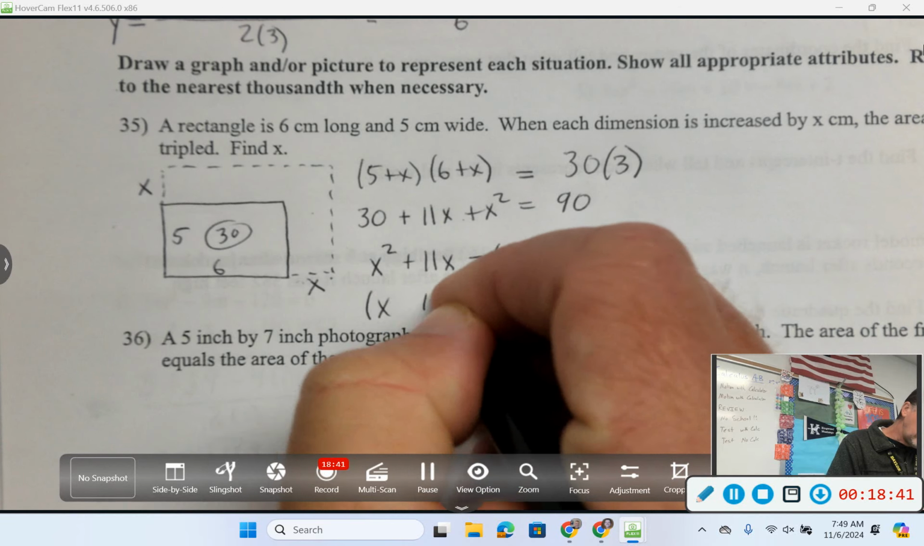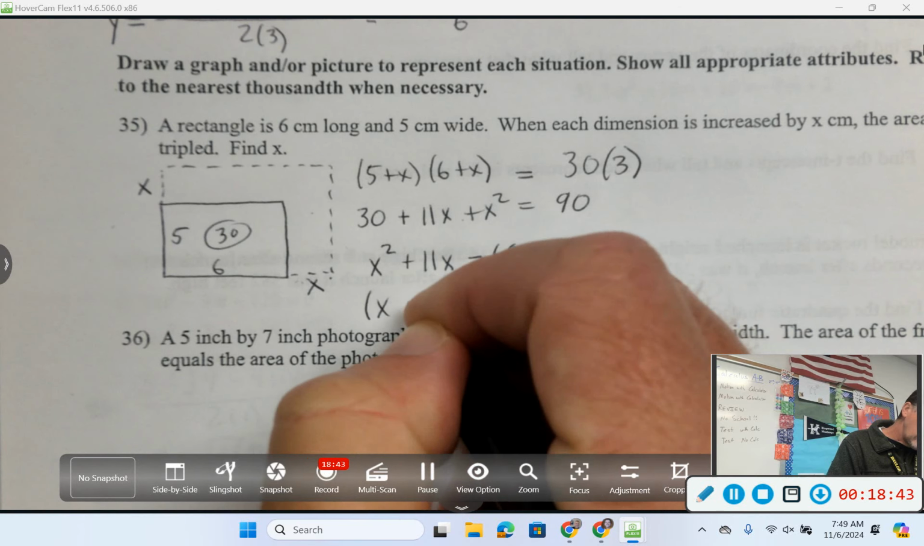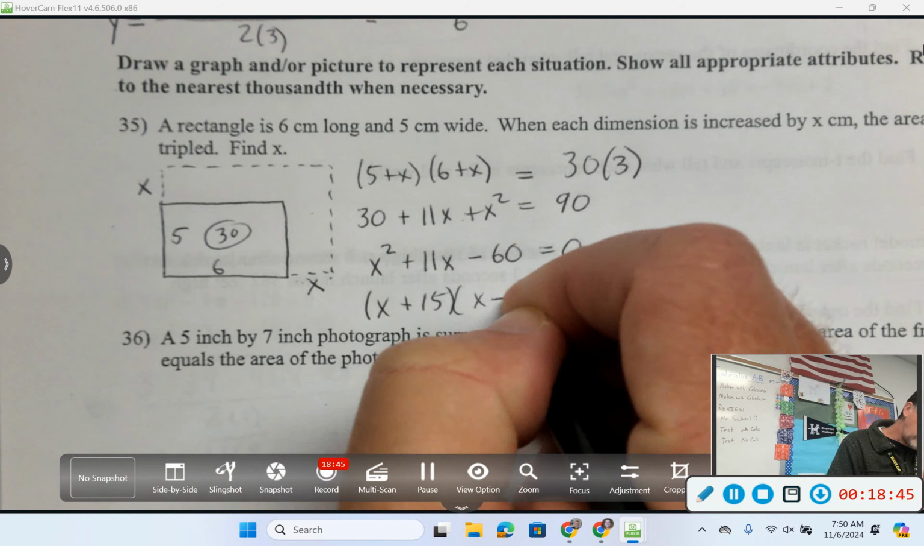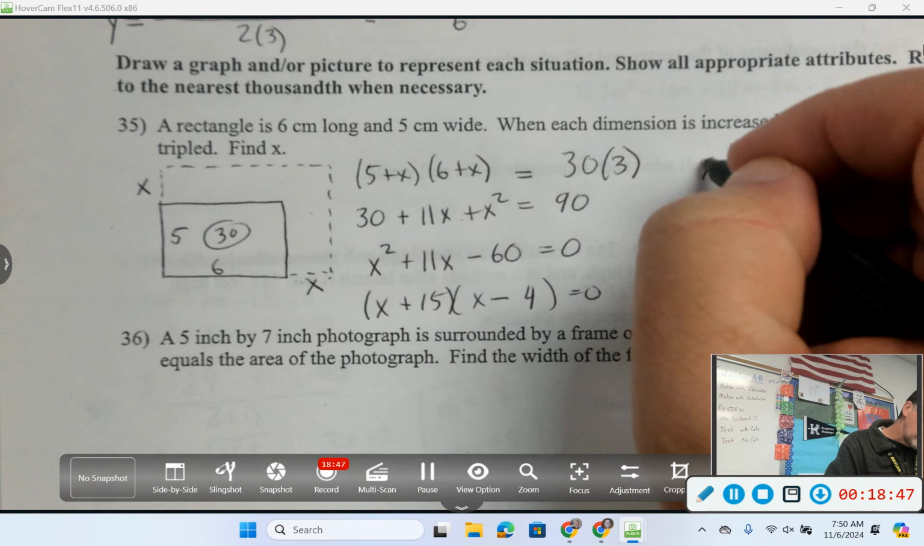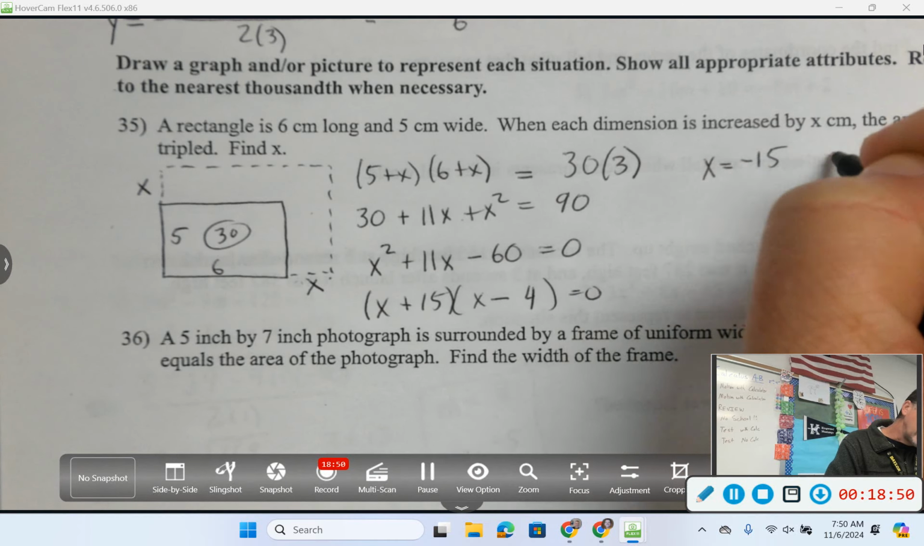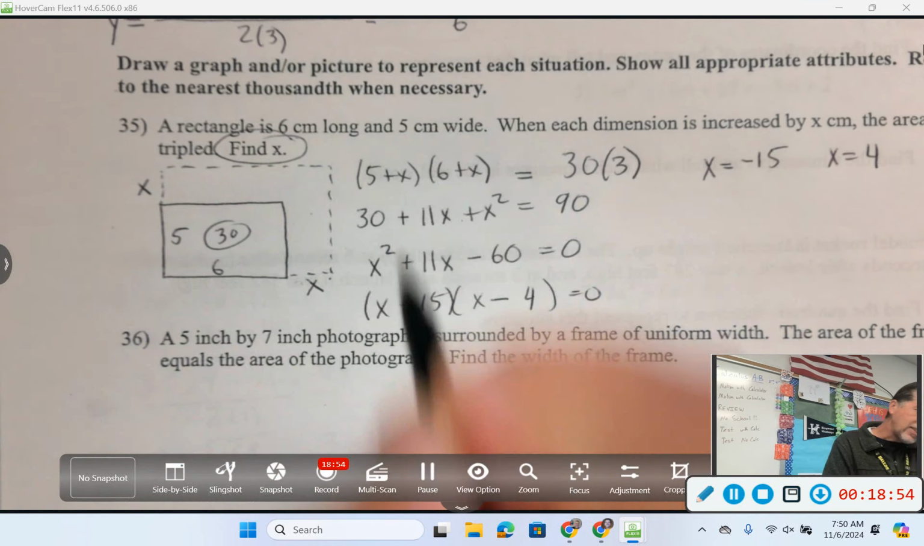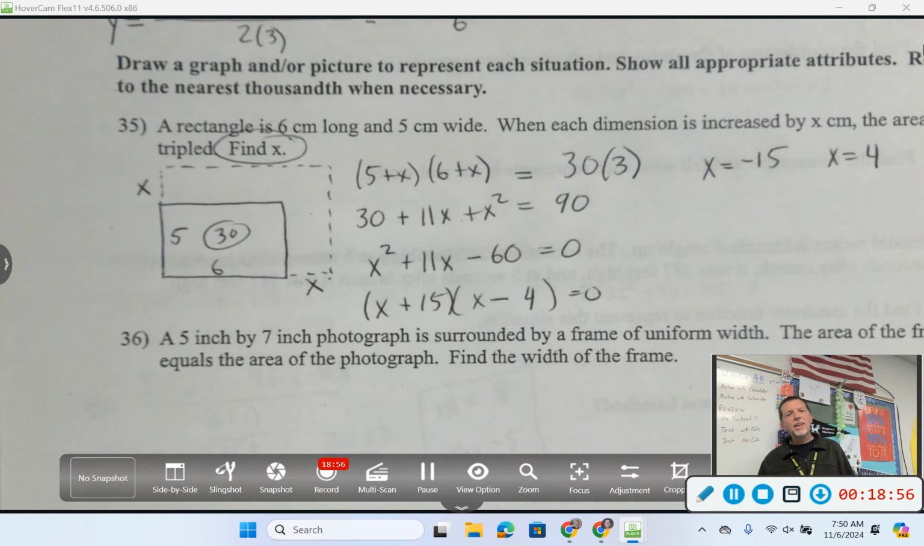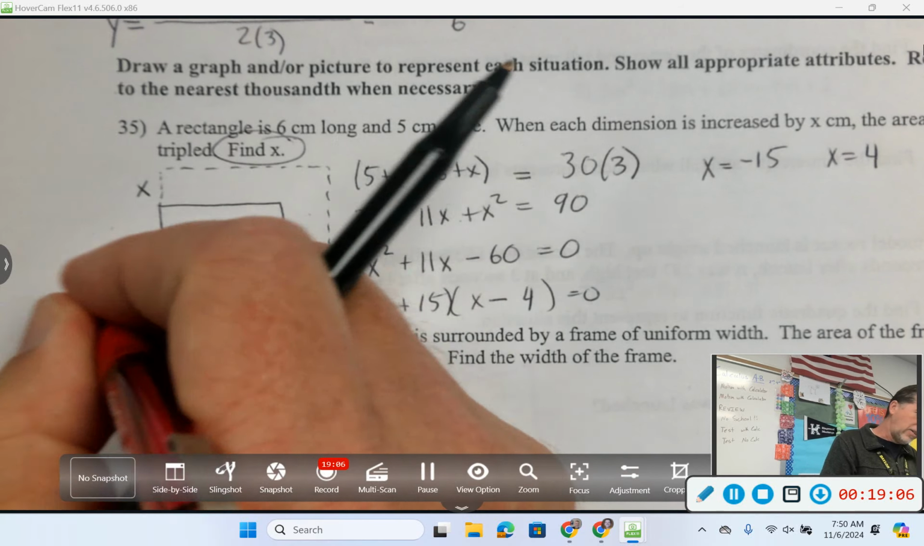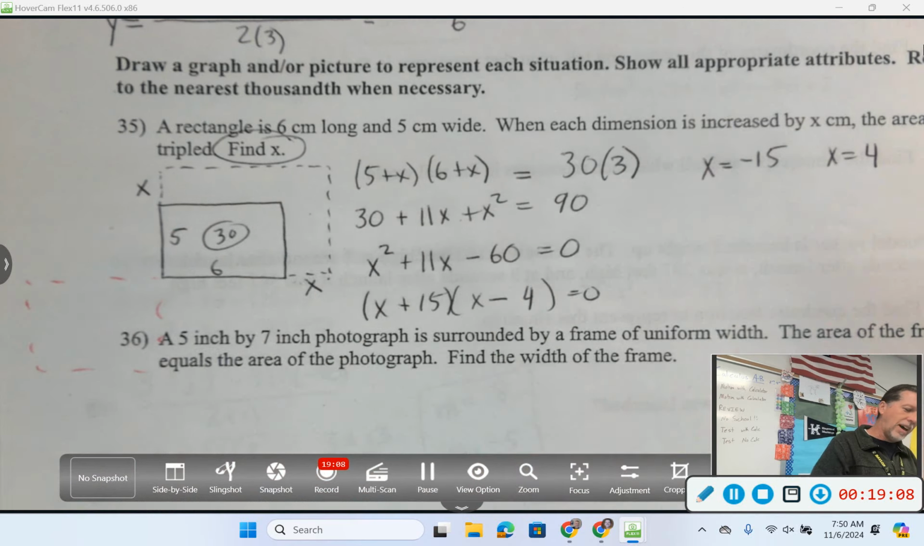So 15 and 4, plus 15 and minus 4. So x equals negative 15 and x equals 4. Find x. I think it has to be 4 because you can't go by a negative 15. Yeah, you can't increase your side length by negative 15. That would be like somehow drawing a backwards negative, I don't know.